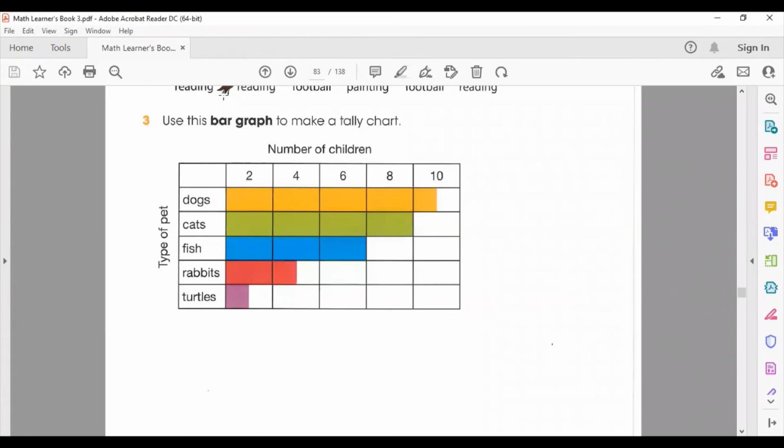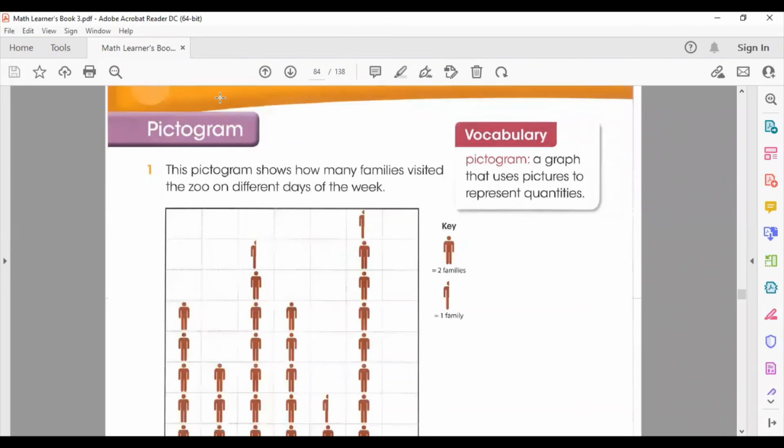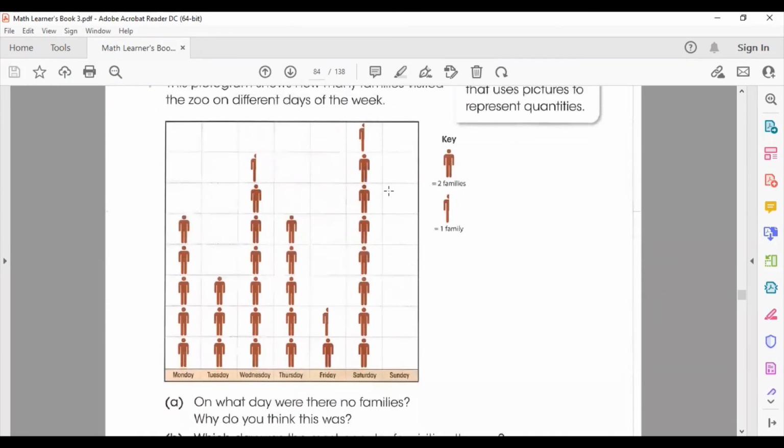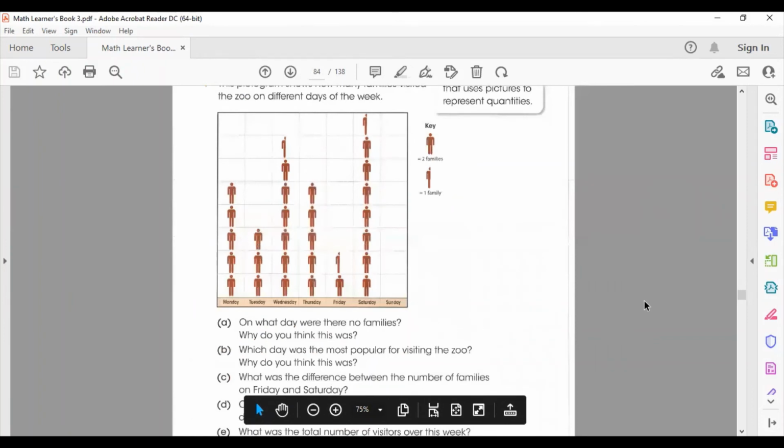Let us move to the next question. After tally chart, the next topic, pictogram. A pictogram is a graph that uses pictures. In a pictogram we are not using numbers, we are using different symbols, different pictures, but it should have a key. So a pictogram is a graph that uses pictures to represent quantities. This pictogram shows how many families visited the zoo on different days of the week. We have different families on Monday, how many, on Tuesday, how many, on Wednesday. Now let's make it smaller and solve the questions.